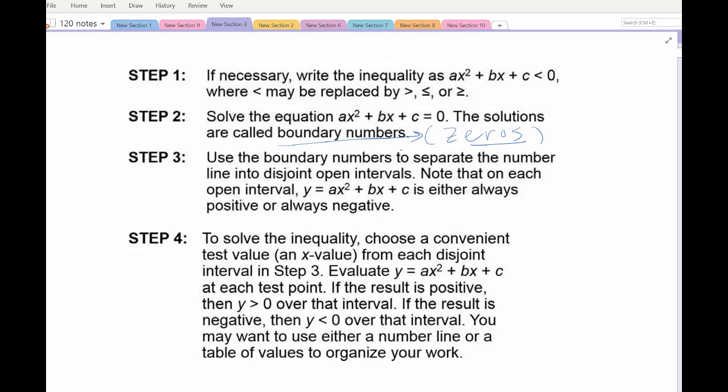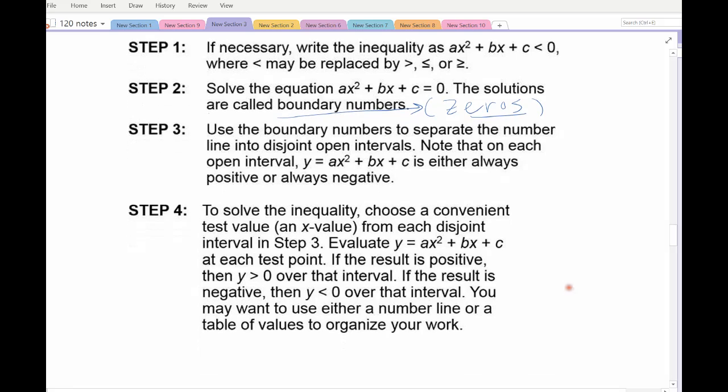You pick a test value on each interval. So if my interval is from 1 to 10, I pick a number between 1 and 10, where 1 would be a 0 and 10 would be a 0, and I plug it into my quadratic to see if it's positive or negative. If it's positive on that piece, it should be negative on the other pieces. And then you write your answer.